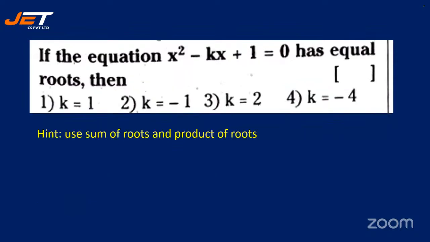If the equation x square minus kx plus 1 is equal to 0 has equal roots, then what is the value of k? Right? So you have to find out sum of roots, product of roots. That is alpha plus beta, alpha beta.